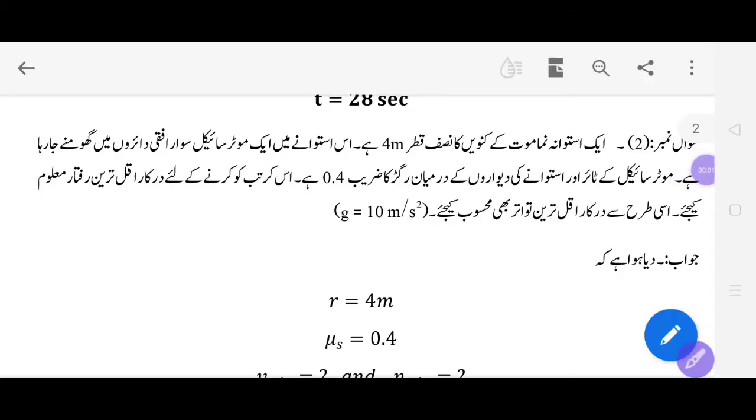Okay, let's start the second numerical. In this problem, it is given that there is a cylindrical well of death having radius 4 meter. For the walls of this well of death, the coefficient of static friction is 0.4, and we have to calculate the required minimum velocity. Also we have to calculate the minimum required frequency to complete the revolution.